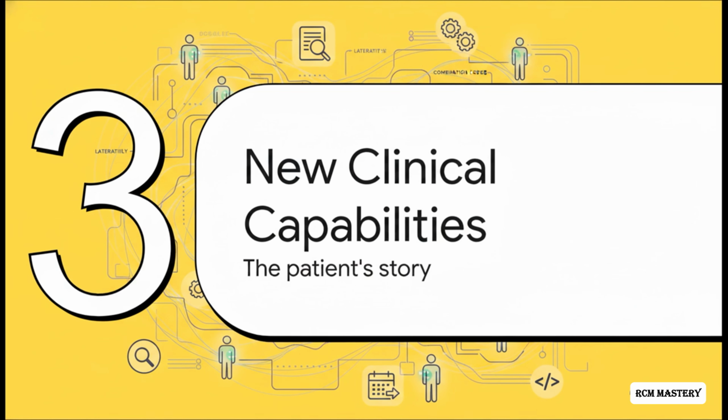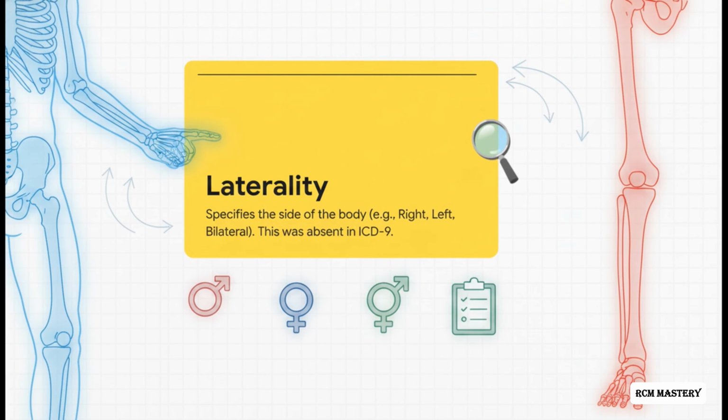But here's the thing, it isn't just about having more codes. The real power, the real magic of ICD-10 is in what those new codes can actually do. It introduced some absolute game-changing concepts that let us tell a much, much richer patient story. First up is laterality, and this one is a huge deal. For the first time ever, we could actually tell a payer if an injury was on the patient's right arm or their left leg. This was just completely missing from ICD-9, and it's absolutely crucial for proving medical necessity.